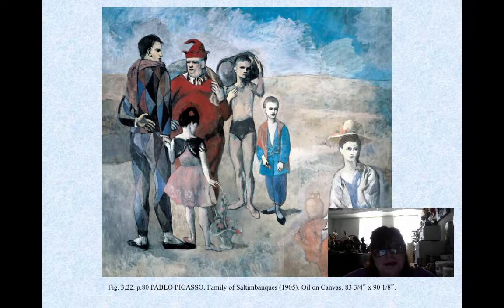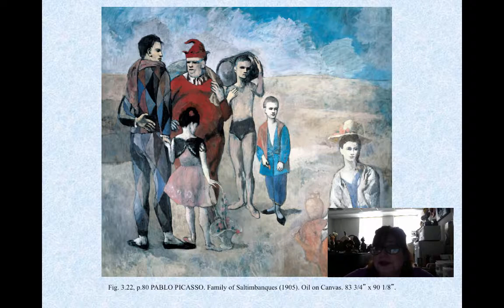And then this is Pablo Picasso's Family of Saltimbanques. And this is an interesting one. So our eyes tend to gravitate towards the color red frequently. So you might say the large guy in the center wearing red is where your eye goes. But actually the focal point is meant to be the woman on the lower right part of the canvas who is by herself.